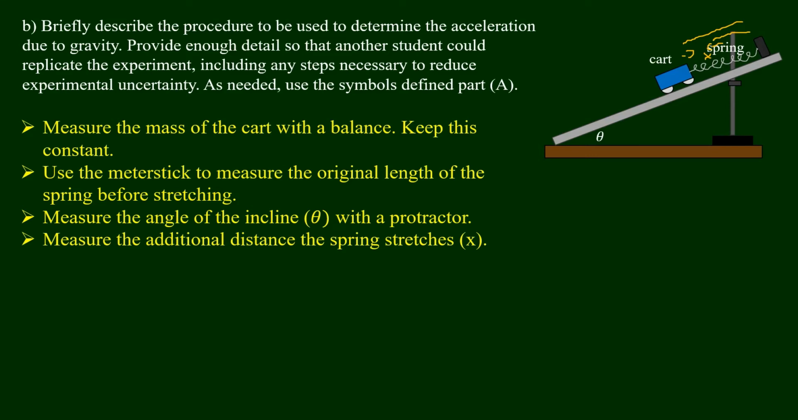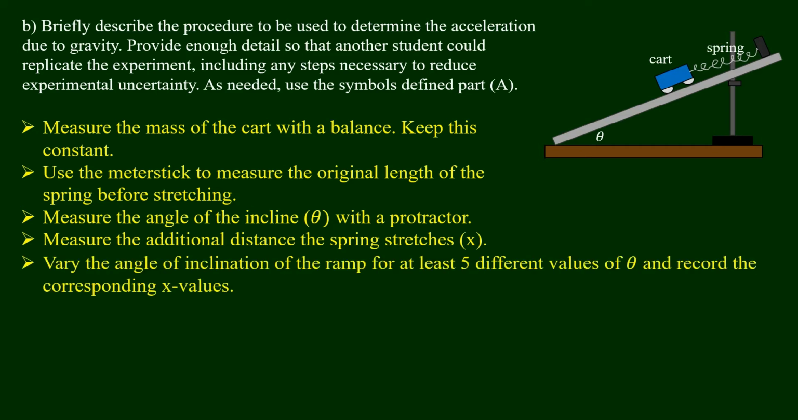Okay, and I can't just do one trial, so the magic number is 5. Do at least 5 trials. And our independent variable is theta, so vary theta by changing the ramp. You can adjust this little clamp here, up or down, to change theta. And then record the corresponding value of theta for that incline angle, and then the corresponding next value. Always make sure you have at least 5 trials to reduce uncertainty.